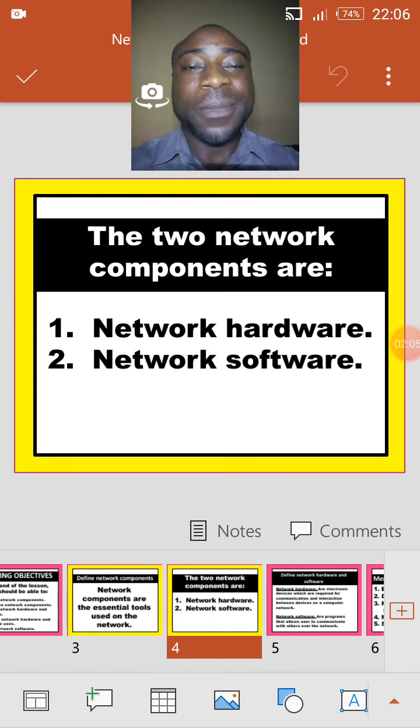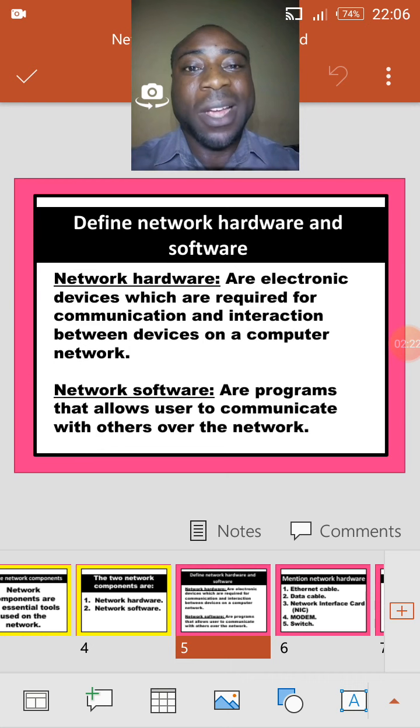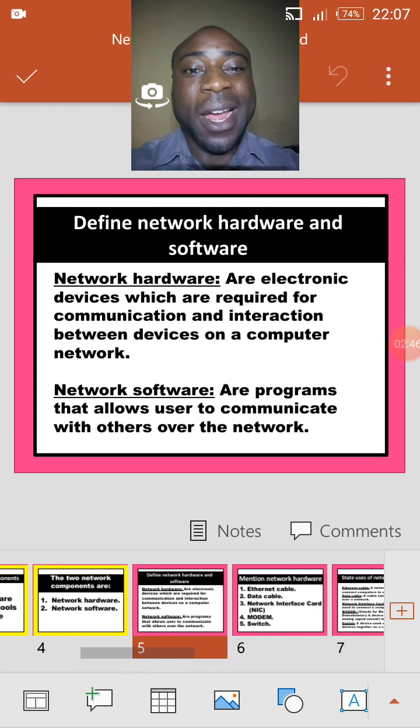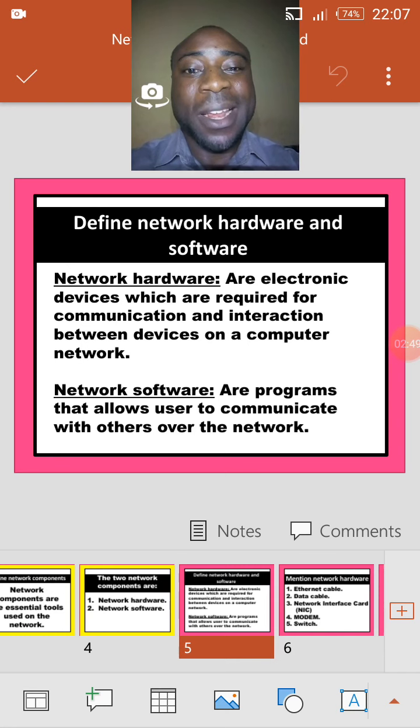Alright, now let's look at the 2 components on the network. We have 1, network hardware, 2, network software. Now let's look at what network hardware is and what network software is. As you can see on the board, friends, network hardware are electronic devices which are required for communication and interaction between devices on a computer network. I will still come to that. While the network software are the programs that allow users to communicate with others over the network.